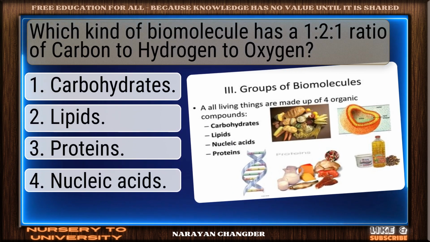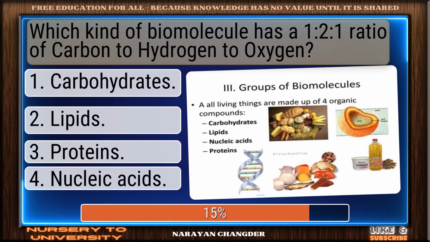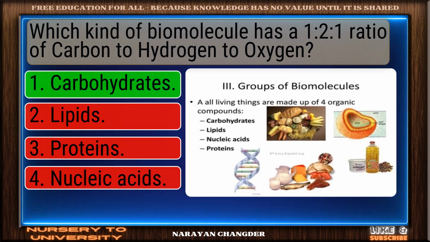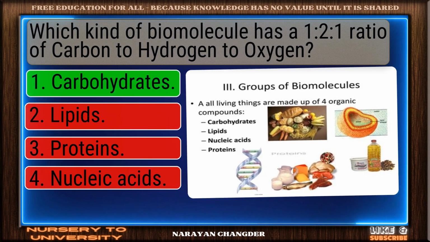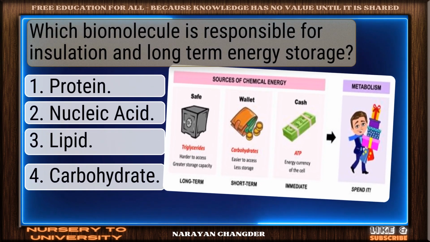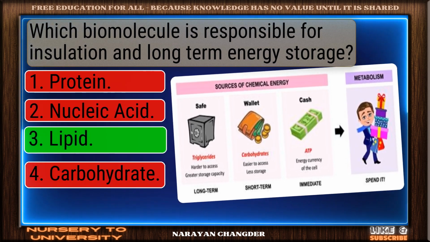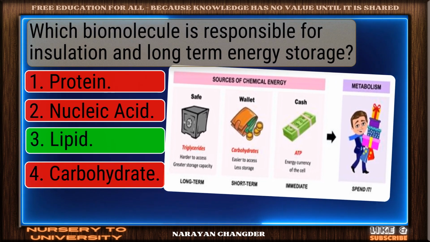Which kind of biomolecule has a 1:1 ratio of carbon to hydrogen to oxygen? Excellent. Carbohydrates is well reasoned. Which biomolecule is responsible for insulation and long-term energy storage? You're right. Lipid is correct.